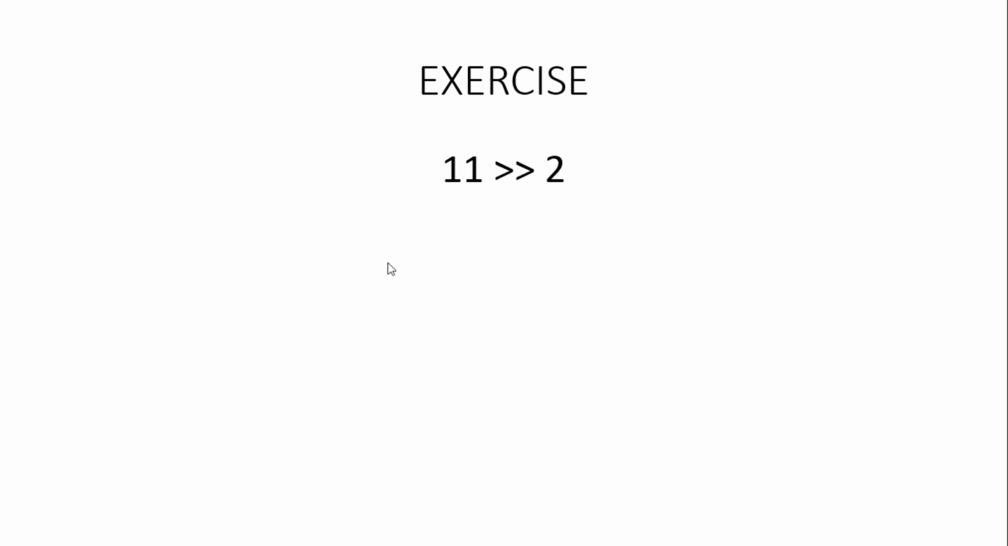What should be the output? I don't want you to just do this in Python and tell me the answer. I would like you to write the number 11 in binary, shift it by 2 bits to the right, and then convert that binary to the decimal number system, and then come up with an answer. I am going to show you the answer.